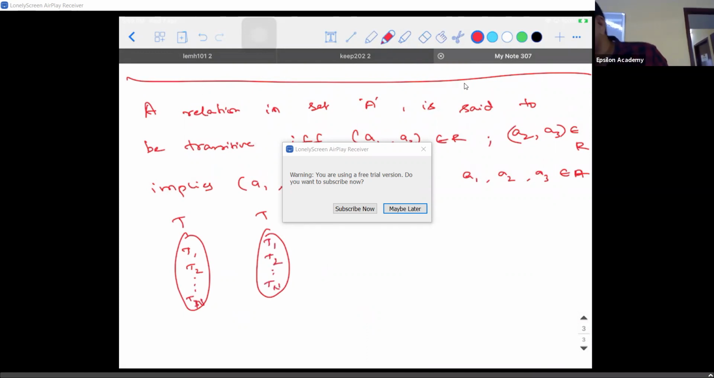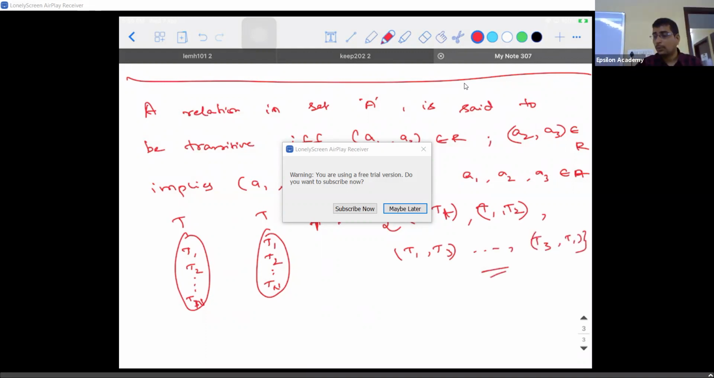You guys think and answer. Obviously, the ordered Cartesian product everybody knows. T cross T: T1, T1; T1, T2; T1, T3, so on. It keeps on going. T3, T1, keeps on going like this. Okay. Now, what is our work? Our work is to write a relation where the first element and the second element are in such a way that the first triangle and the second triangle are congruent.